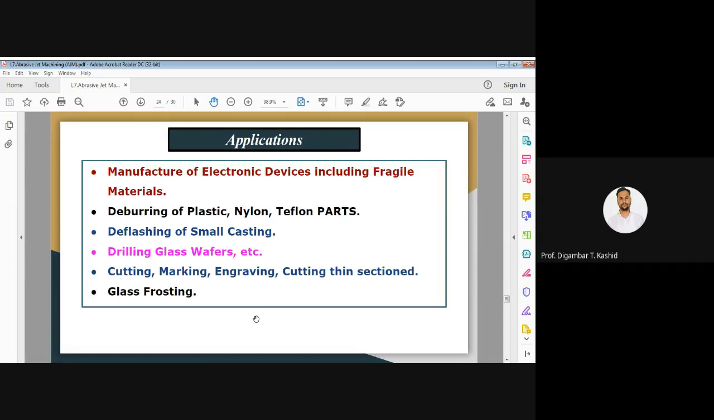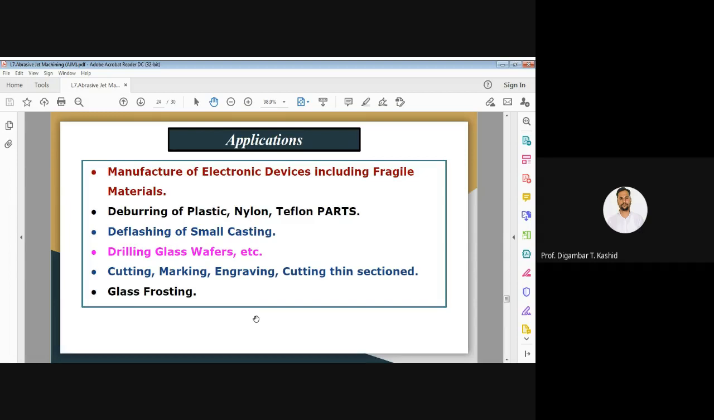Then the second application: this process is very good in deburring. Last time I explained what deburring is. So deburring of plastic, nylon, Teflon, and other similar parts which may be made up of very hard material or even soft material. For that purpose also we can use this.